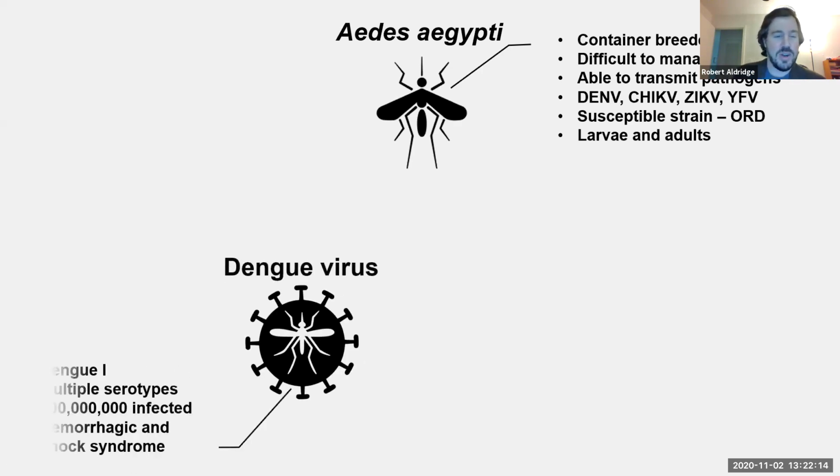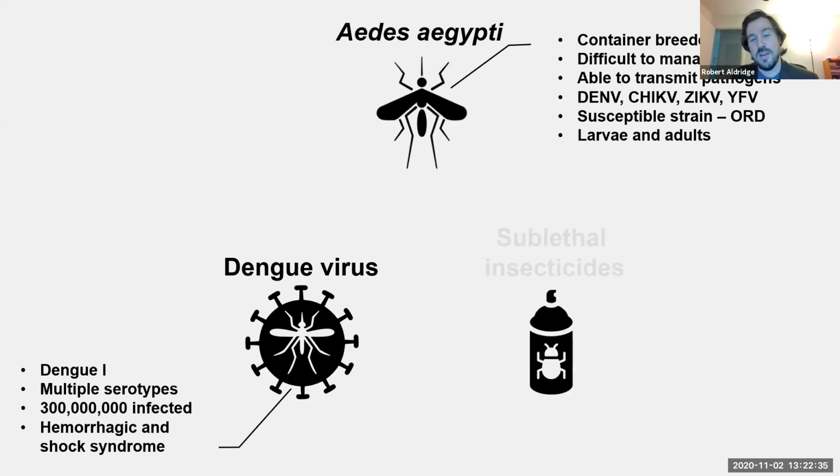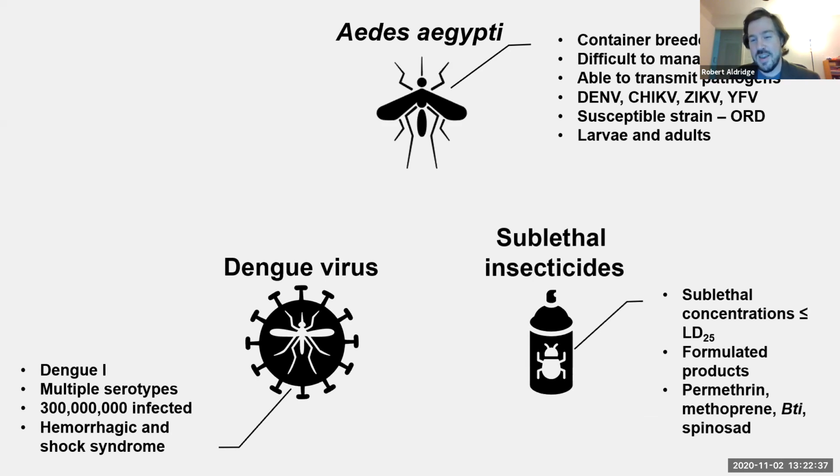The pathogen I'm interested in is dengue virus serotype 1. There are multiple serotypes, and right now dengue virus infects over 300 million people around the world. There are some hemorrhagic and shock syndromes associated with dengue. For the sublethal insecticides, a sublethal concentration is considered a dose less than the one where 25% would die.